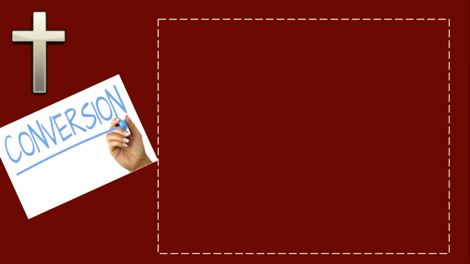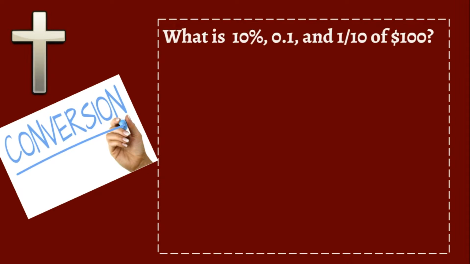And then we practiced some conversions yesterday. So we found what 10% maybe was, and then we converted that to a decimal and then a fraction, just like you can see up here. And then we also did a ratio. So this would be 1 to 10 as a ratio. Today we're going to move into what is 10% of $100, or what's 1/10 of $100, which you already know how to calculate.